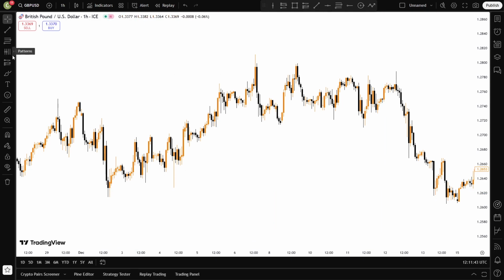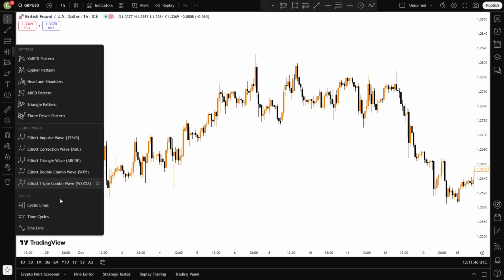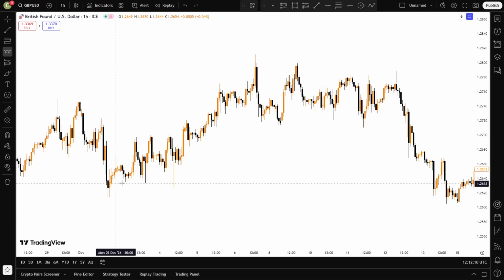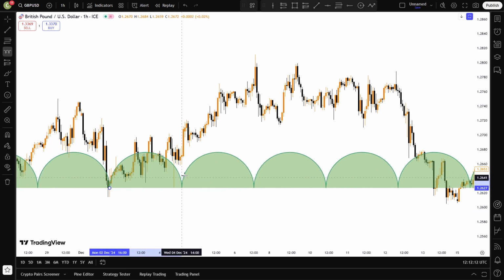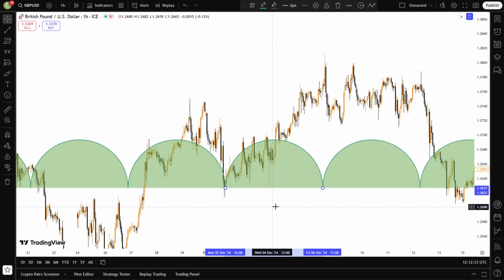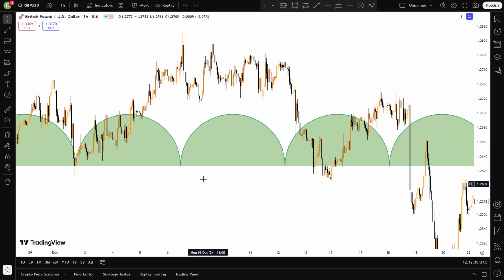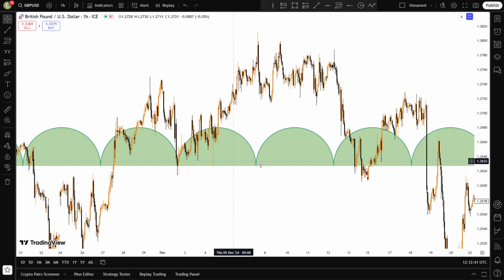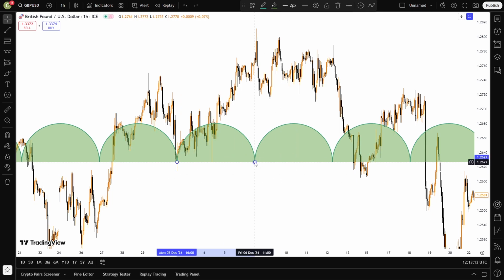The next tool after the cyclic lines is the time cycles. The time cycles analyze when price changes might occur, not how much. They help predict potential turning points in the market based on repeating time intervals. So it's a little bit close to the cyclic lines. However, you would have your demarcations in arcs as drawn on the screen. You choose a range and it also marks the same range across both sides of the chart. So if they are repeating time intervals, you can have potential turning points.